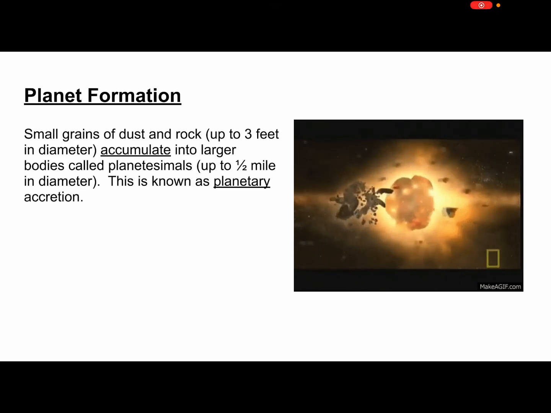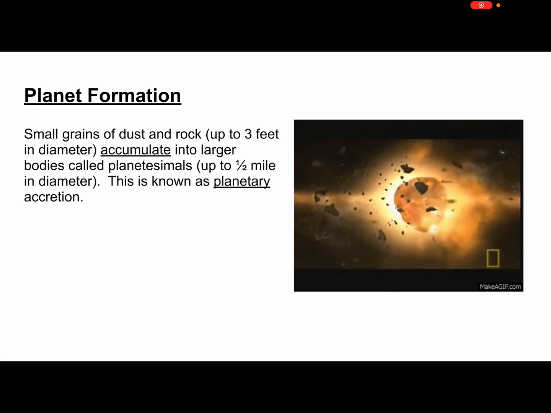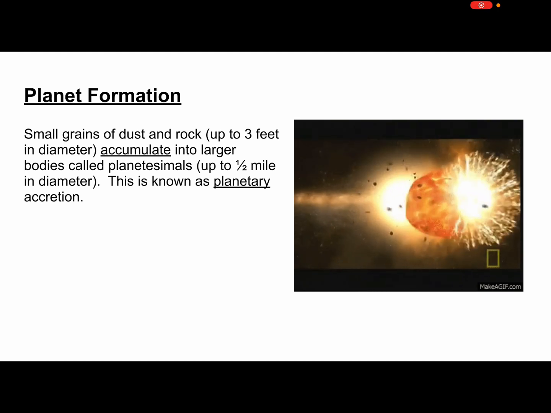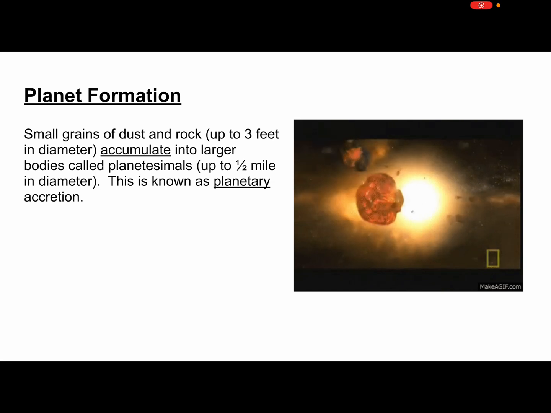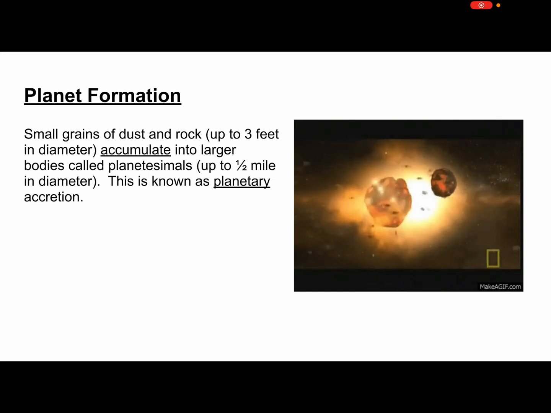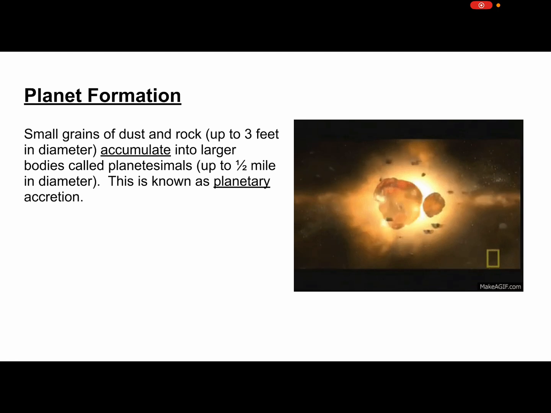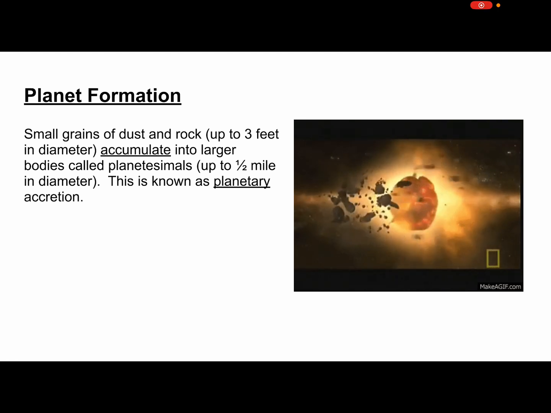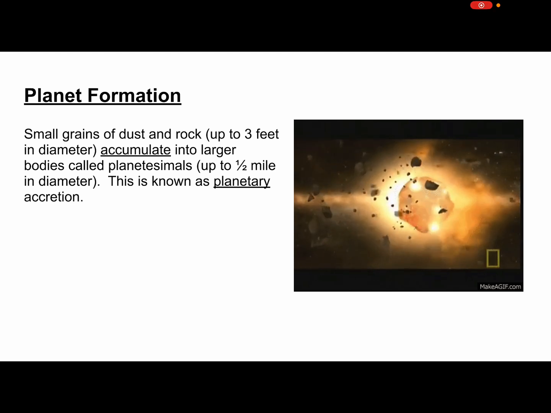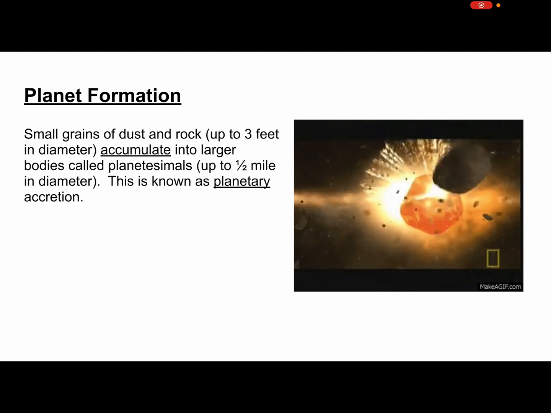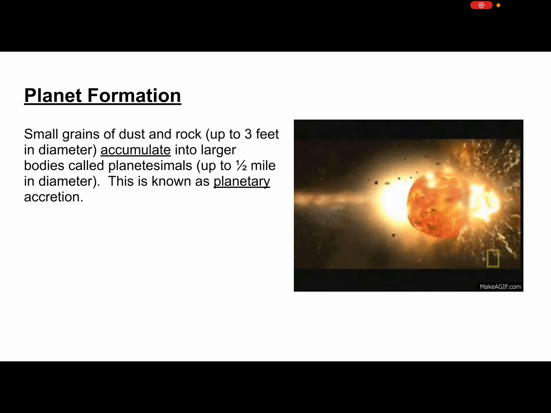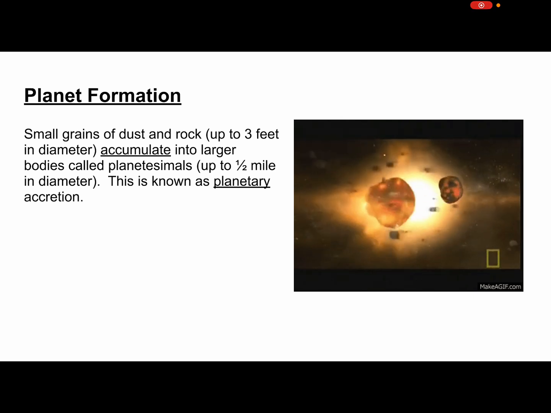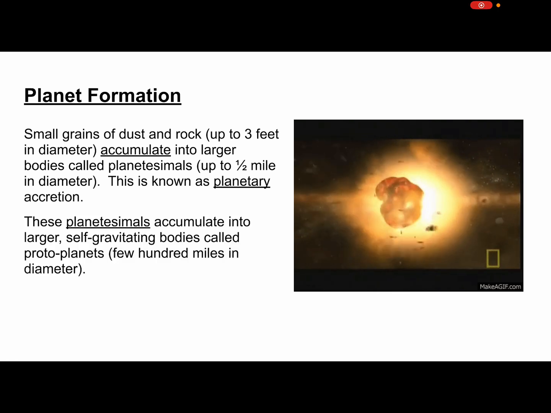All right, so we got small grains of dust and rock that are about, say, 3 feet in diameter or smaller. Those are going to accumulate and get larger, and as they grow and grow and grow, they become what we call a planetesimal. A planetesimal is just a rock that's up to about a half a mile in diameter, and we call this process of the rock getting bigger and bigger planetary accretion. It's the accretion of material that builds up a planet.